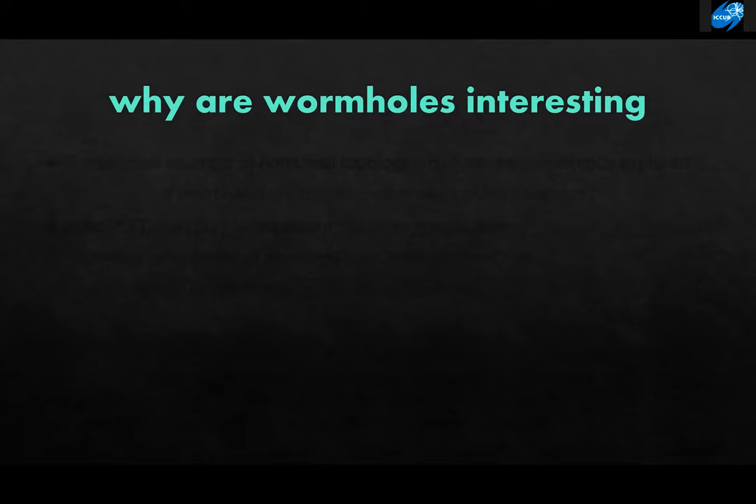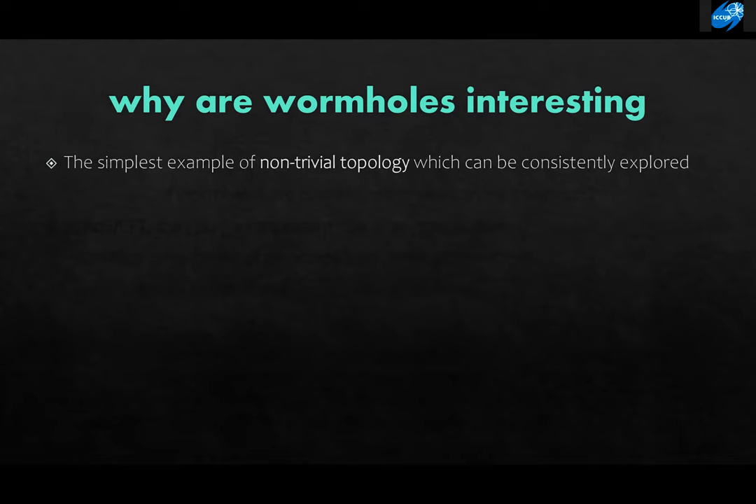And so the first thing that I would like to note is that wormholes are the simplest example of non-trivial topology, which is something that we can consistently explore. So given a wormhole that is traversable, we can probe it, we can send stuff through it, we can measure observables, we can calculate a lot of things. So it's the very first example of non-trivial topology that we know how to explore. And it's not something that we knew from the beginning. As you saw, the first solution was found in 1916, but it's only 100 years later, in 2016, that we actually learned how to make a consistent solution of a traversable wormhole.